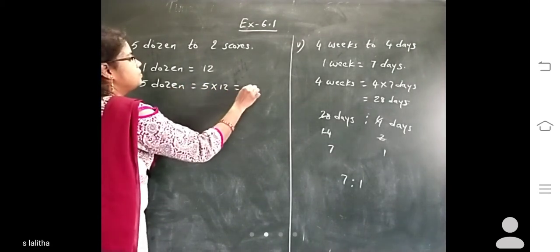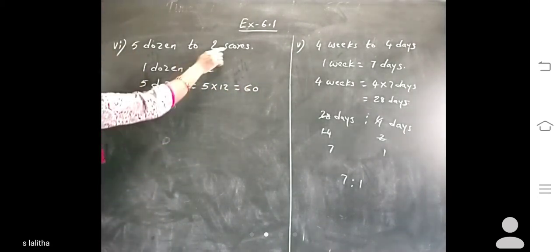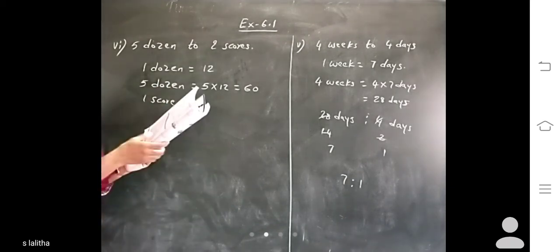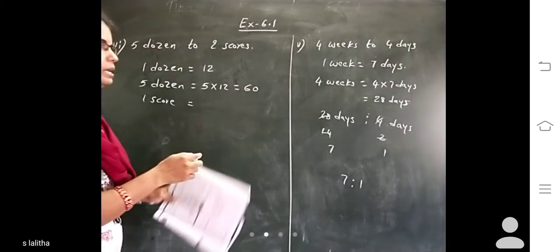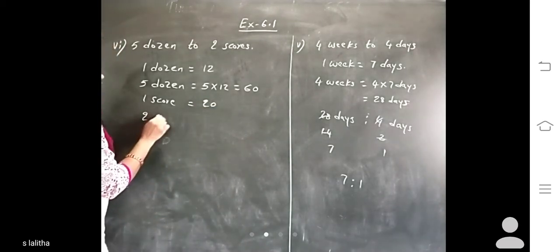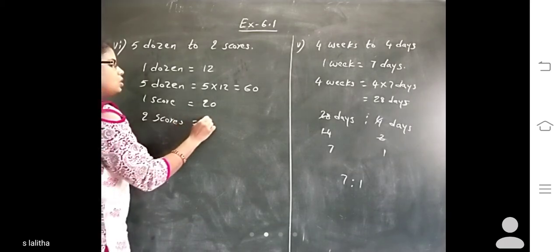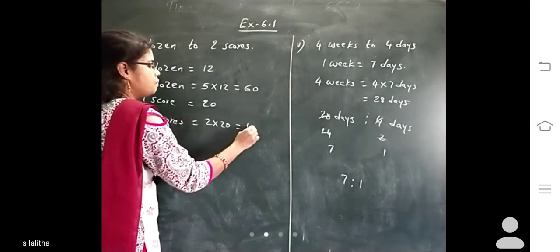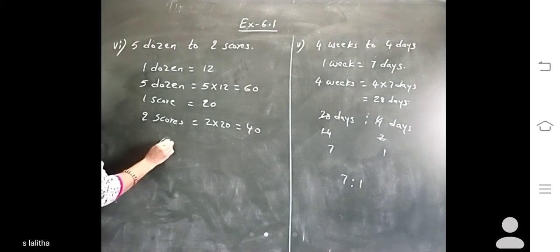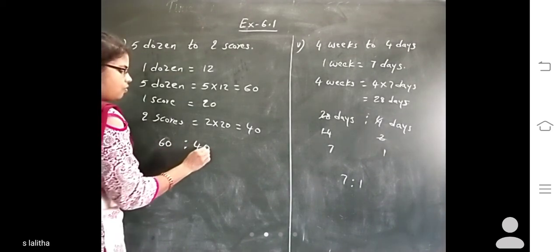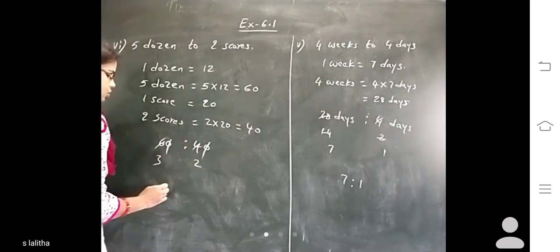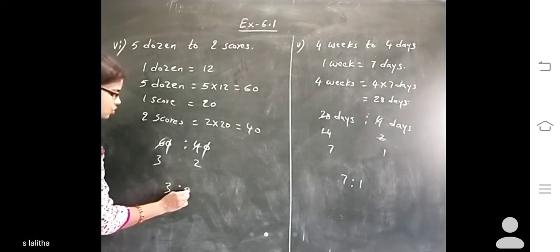How many? 60. And next, 1 score is equal to how much? 20 items. 1 score is equal to 20 items. So here what is given? 2 scores. 2 scores is equal to 2 into 20. How many? 40. Now find the ratio. 60 is to 40. 0, 0. 2 threes 6, 2 twos 4. So what is the ratio? 3 is to 2.